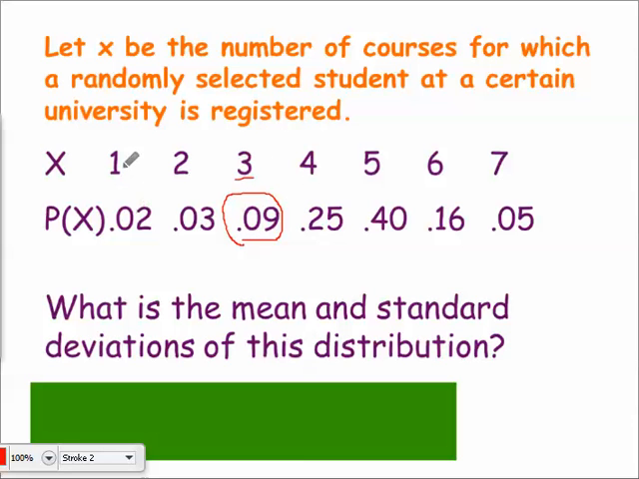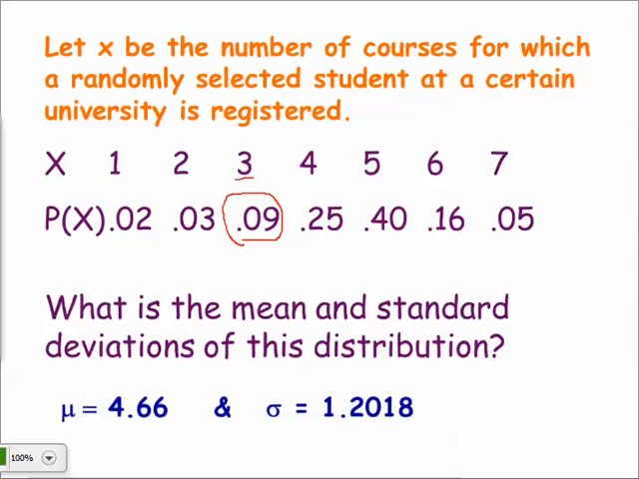So what I'm going to do is I'm going to take 1 times 0.02. And I'm going to add to that 2 times 0.03, and 3 times 0.09, and 4 times 0.25, and 5 times 0.4, etc., etc., etc. Keep going until I get to the end of that list there. And when I do that, I'm going to get a mean value of 4.66. If I do the same type of calculation to find the standard deviation, I get 1.2018.